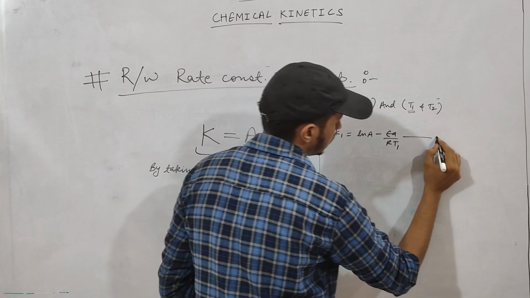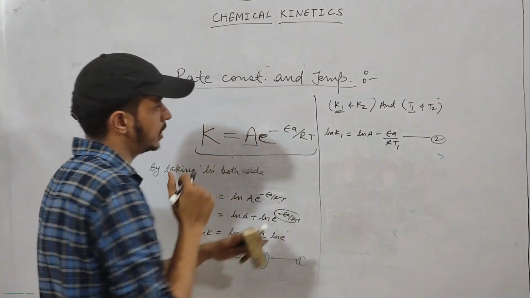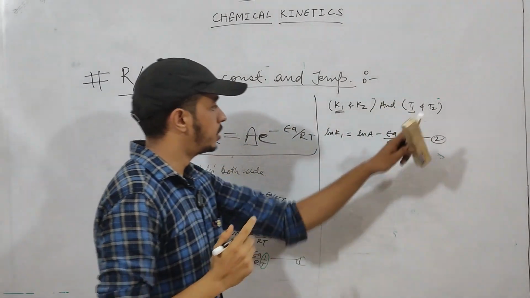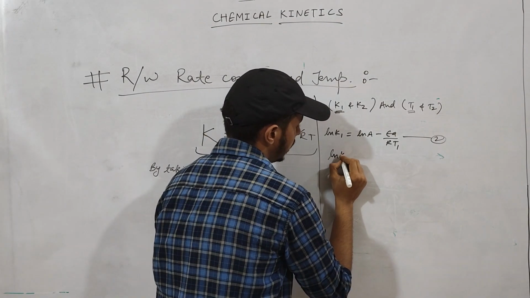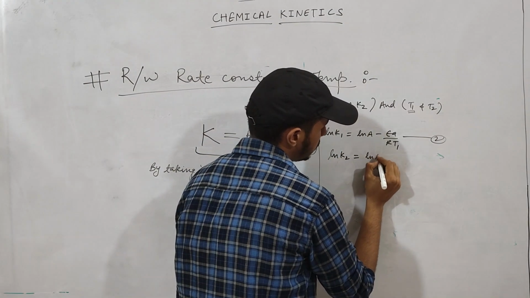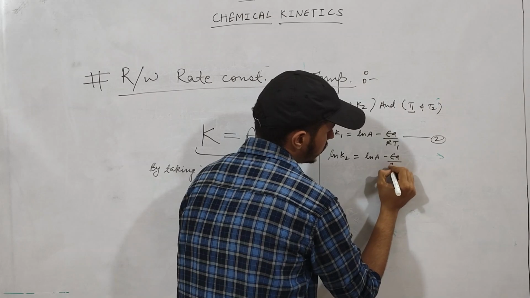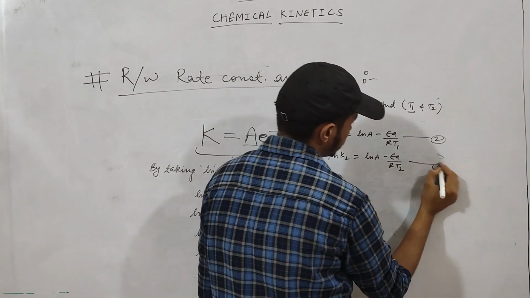So this is equation second, and similarly we will put k2 and T2. So equation third will become ln k2 is equals to ln A minus Ea upon R T2. This will be equation third.